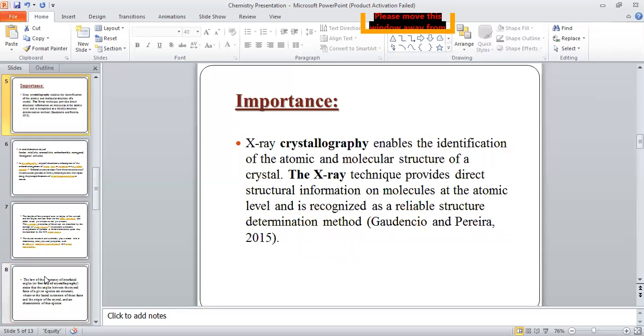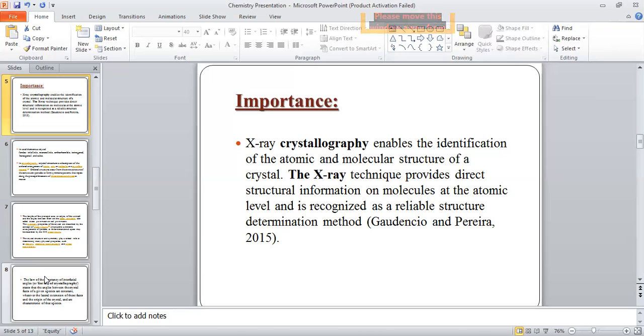Then came the importance. X-ray crystallography enables the identification of the atomic and molecular structure of crystals. It helps us in recognizing the atomic and molecular structure of a crystal. The X-ray technique provides direct structural information on molecules at the atomic level and is recognized as a reliable structure determination method, which plays a very important role in recognizing structures.